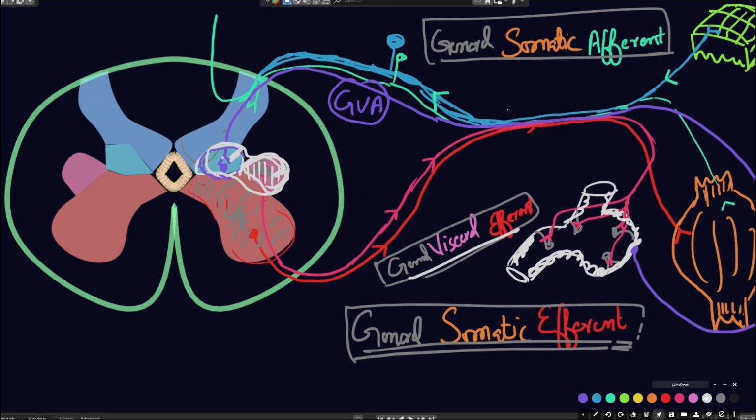And by the way, this one is now the spinal nerve. Whole this is spinal nerve. It consists of different types of nerve fibers, and it has two rootlets.